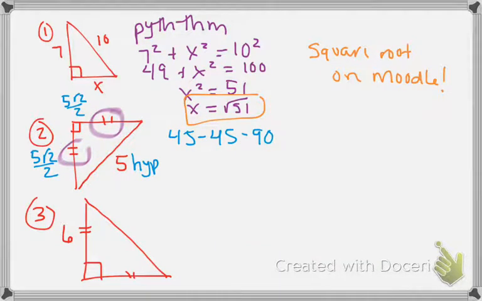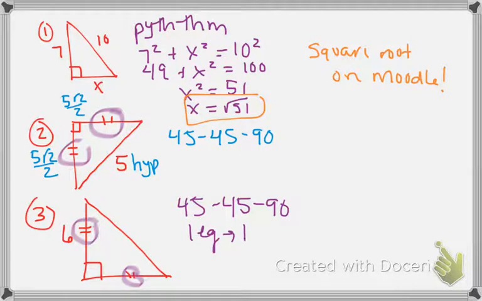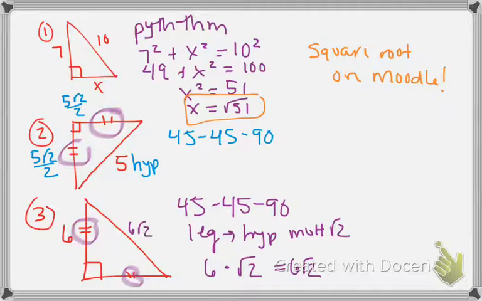All right, and example number 3 is another 45, 45, 90 triangle, because what you want to notice is that the two legs are congruent. And in this case, we know one of the legs. So in order to go from leg to hypotenuse, we have to multiply by root 2. So 6 times root 2, the best we can do is just squish it together. That's 6 root 2. So your hypotenuse is 6 root 2. The other leg is 6 because we know the legs are congruent.